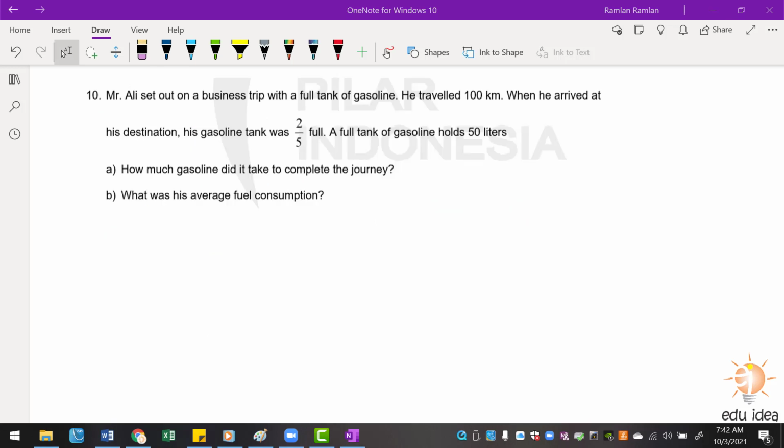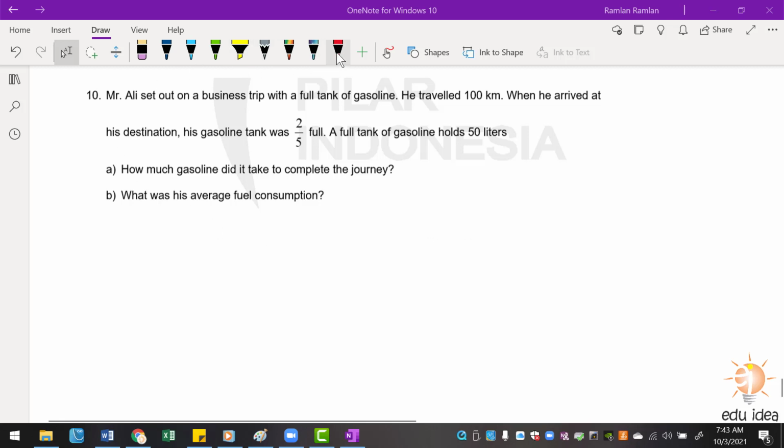Number 10. Mr. Ali set out on a business trip with a full tank of gasoline. He traveled 100 kilometers. When he arrived at his destination, his gasoline tank was 2 over 5 full. A full tank of gasoline holds 50 liters. Question A, how much gasoline did it take to complete the journey?